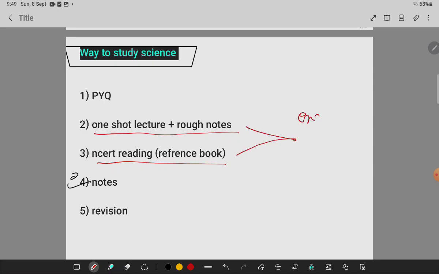end time you just have to read notes only. You don't have to see the one shot lecture or NCERT reading, because you are mixing up the NCERT as well as the one shot lecture. So you just have to read short notes. Okay, so make short notes.